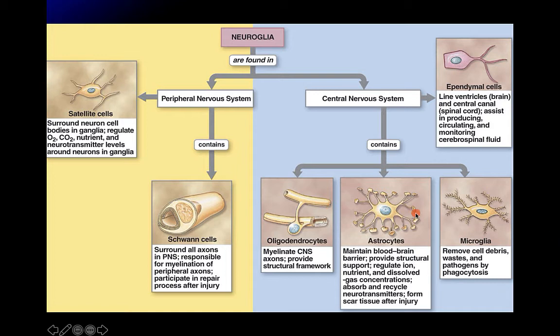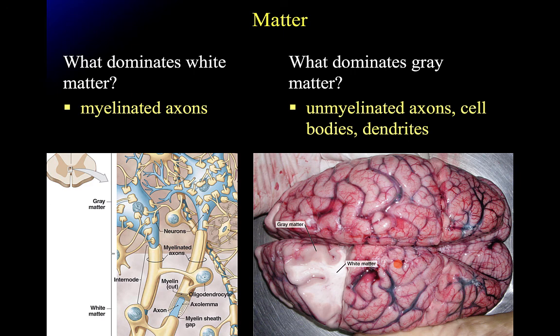And again, of course, we have our microglia removing debris and pathogens, and then our astrocytes and ependymal cells doing CSF, astrocytes more directly contributing to that blood-brain barrier and acting in a very similar way to what the satellite cells would do in the peripheral nervous system.